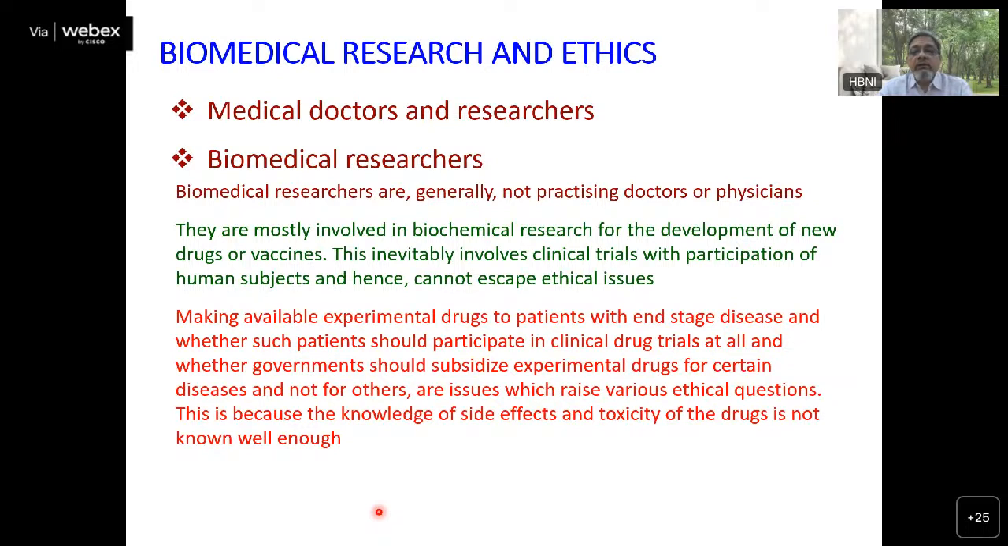But when you develop a new drug, it is not as if you sit in a laboratory, make a new drug and immediately use the drug on the society. That is not possible at all, because the making of a new drug involves a lot of steps. It involves a lot of clinical trials, and these trials actually involve participation of human subjects, and because of this they cannot escape ethical issues.